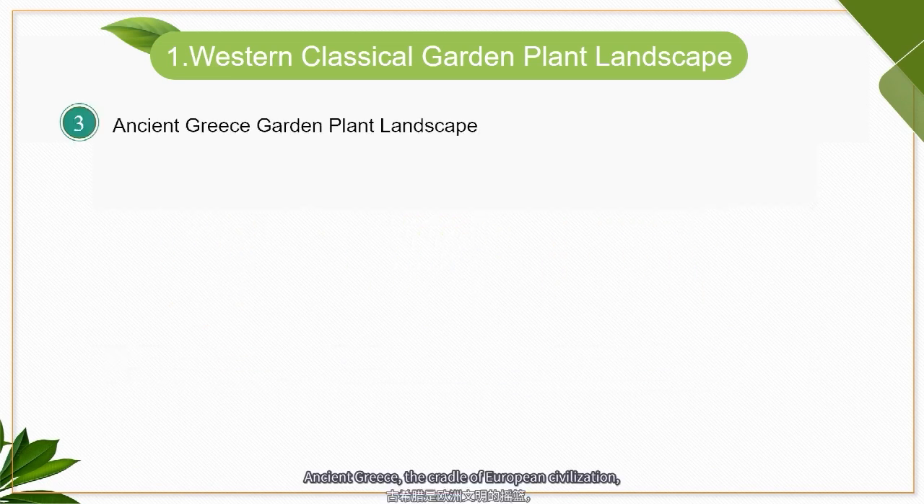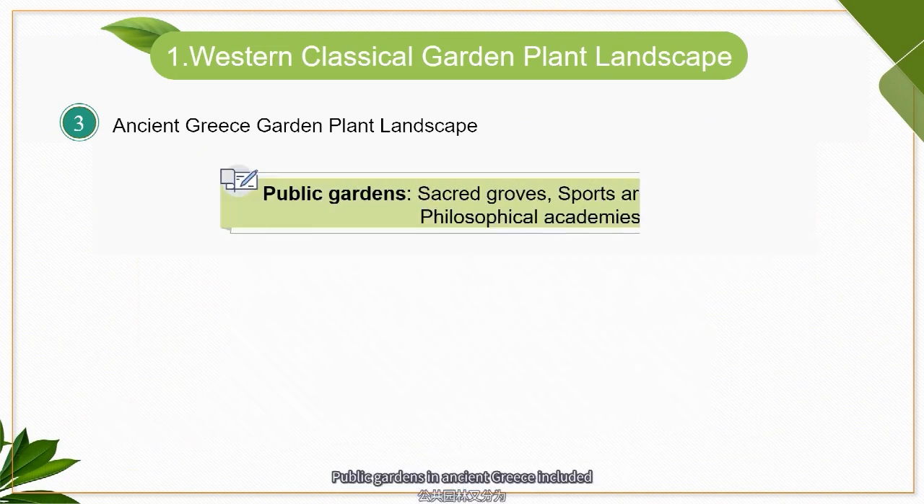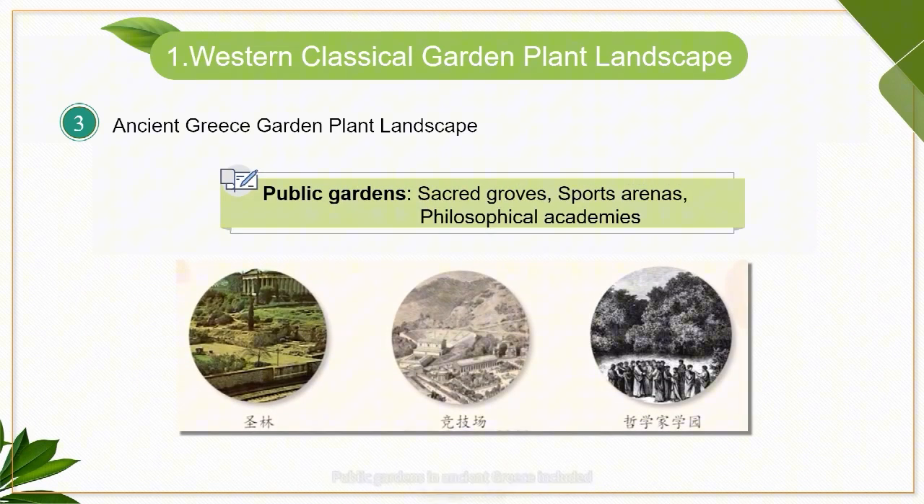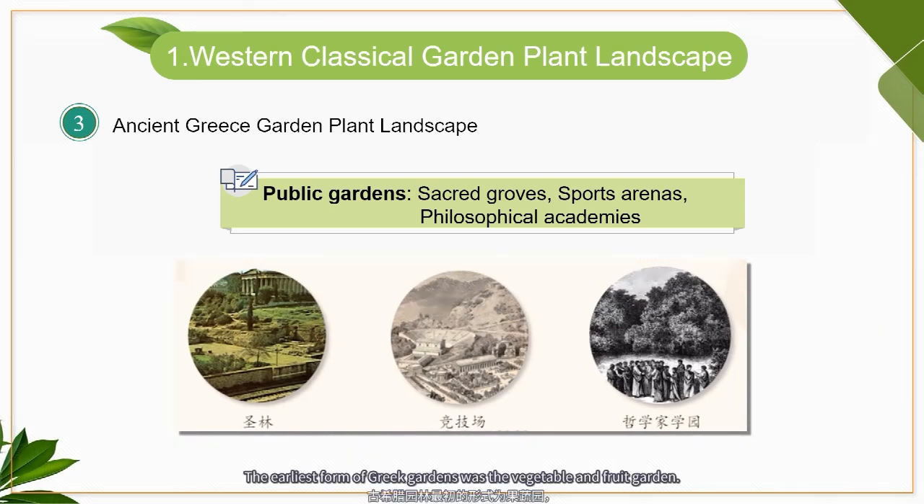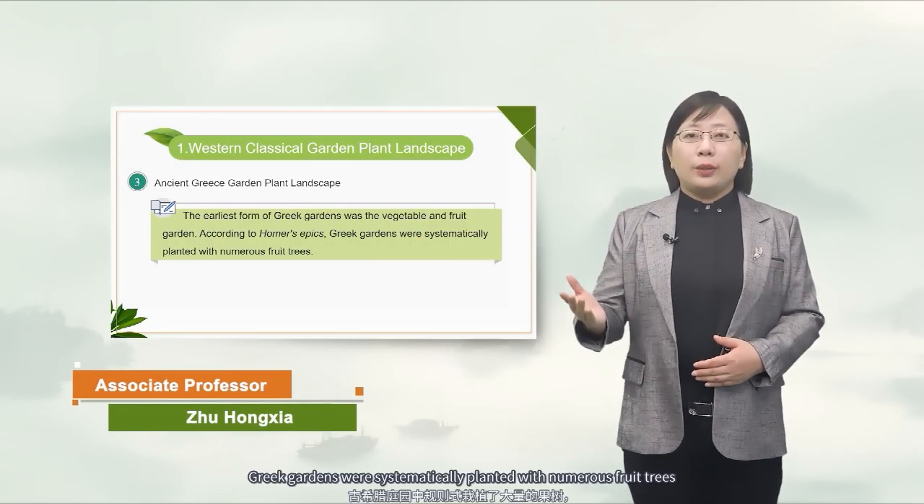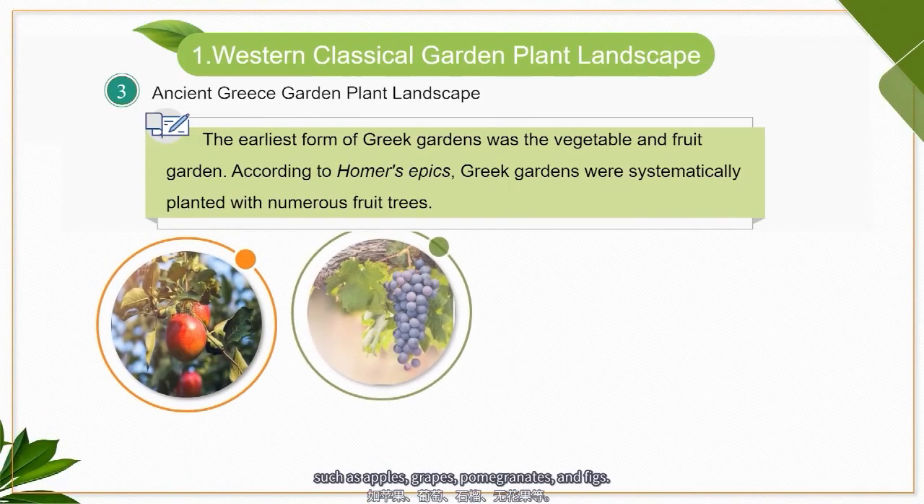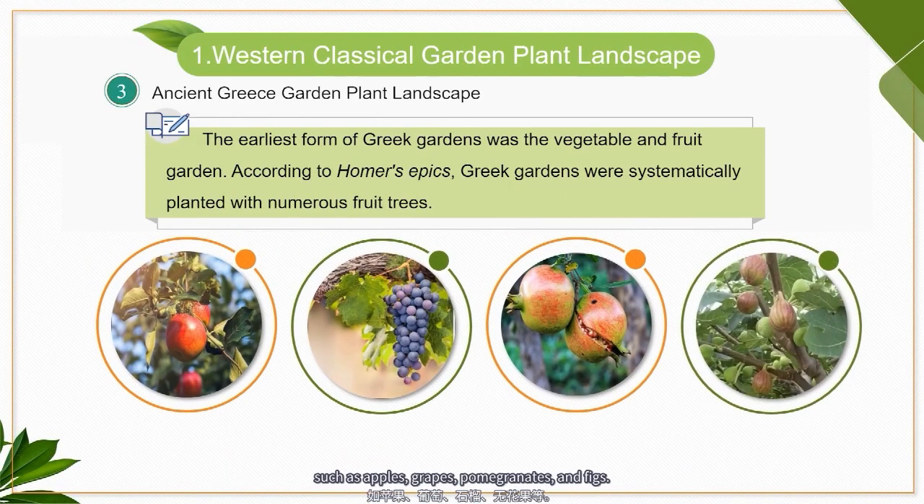Ancient Greece, the cradle of European civilization, had a variety of garden types. Greek gardens can be categorized into palace gardens, residential gardens, and public gardens. Public gardens in ancient Greece included sacred groves, sports arenas, and philosophical academies. The earliest form of Greek gardens was the vegetable and fruit garden. According to Homer's epics, Greek gardens were systematically planted with numerous fruit trees, such as apples, grapes, pomegranates, and figs.